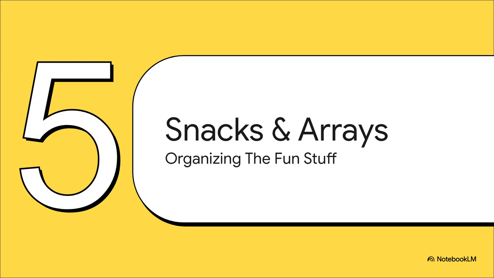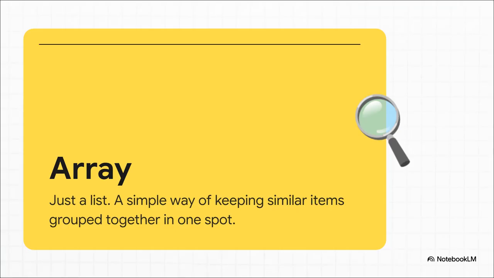Okay, last big idea, I promise. We've automated the invites, which is awesome. Now let's talk about organizing all the good stuff, the snacks. We've got chips, pizza, nachos, cookies. How do we keep a list like that organized? The answer is something called an array.